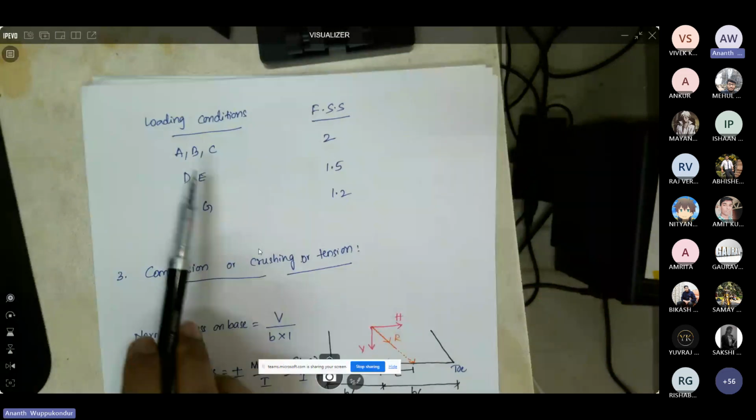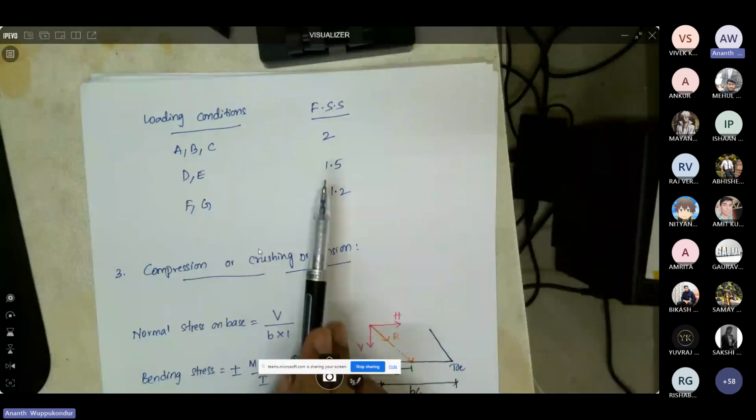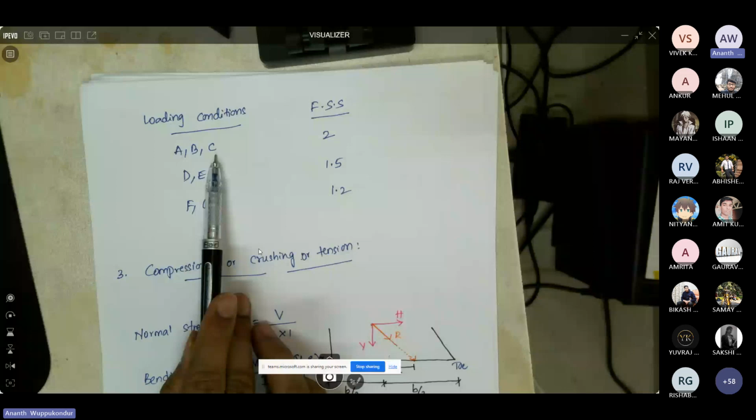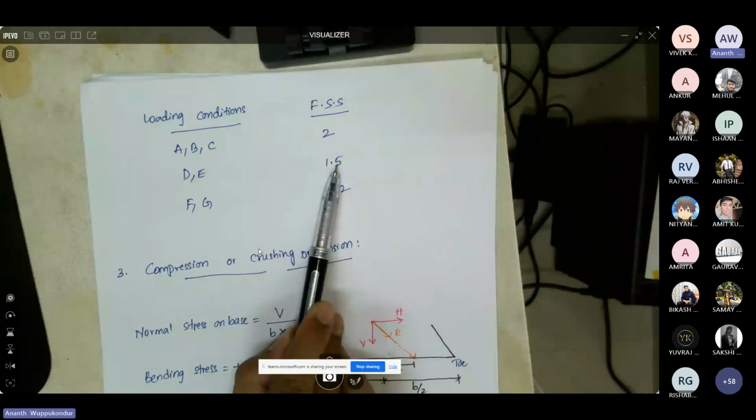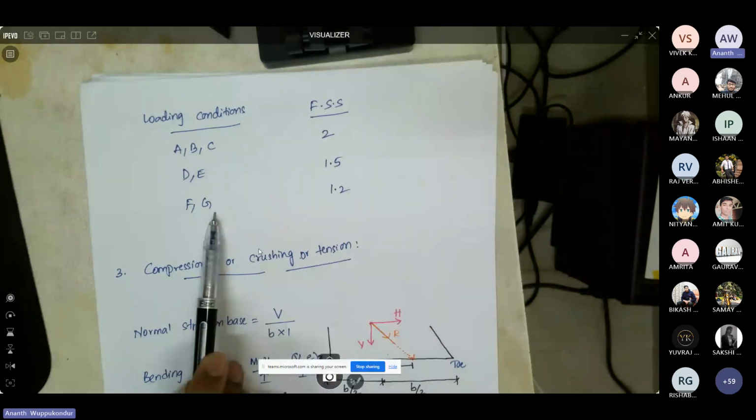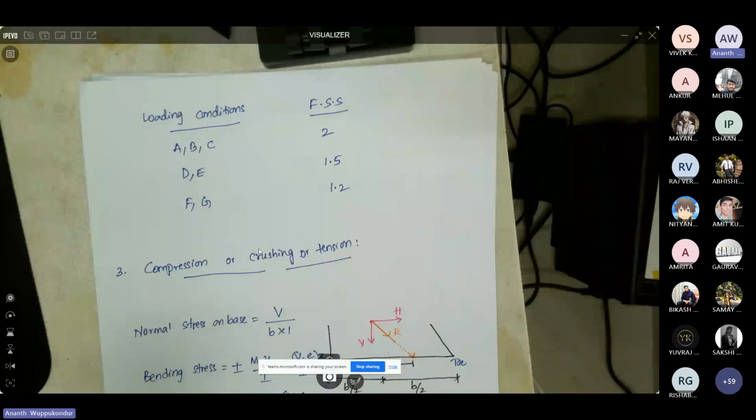So for different loading conditions, the factor of safety against sliding is different. For example, for loading conditions A, B, and C, the factor of safety should be 2. For loading conditions D and E, it should be 1.5. For F and G, it has to be 1.2. So different operating conditions of the dam have different safety depending on the loading.